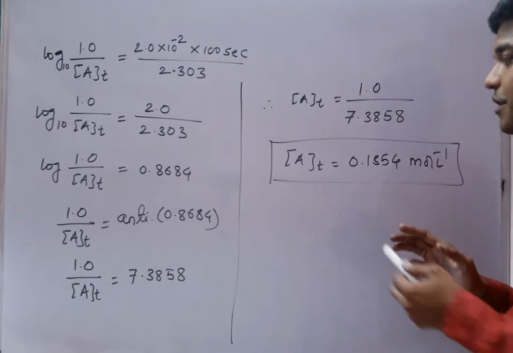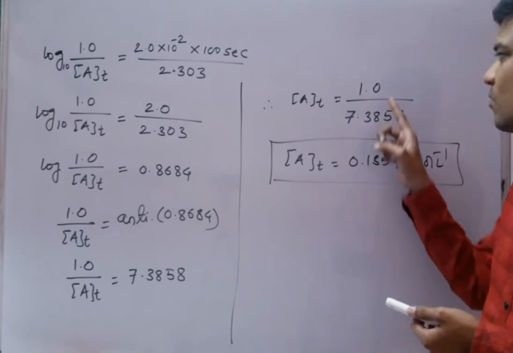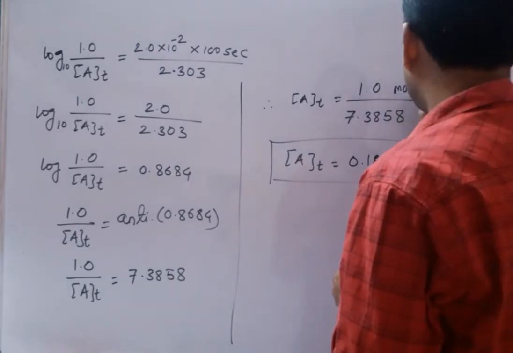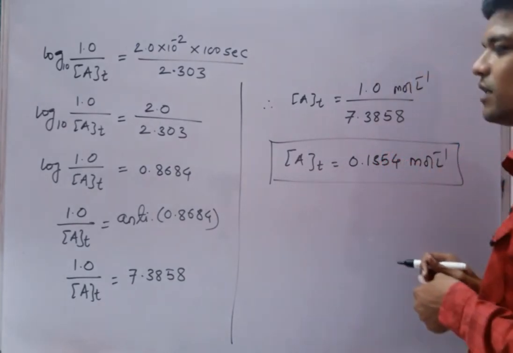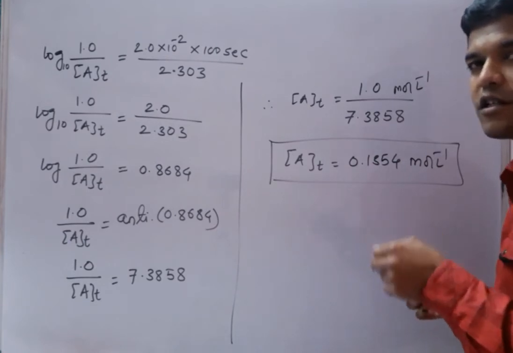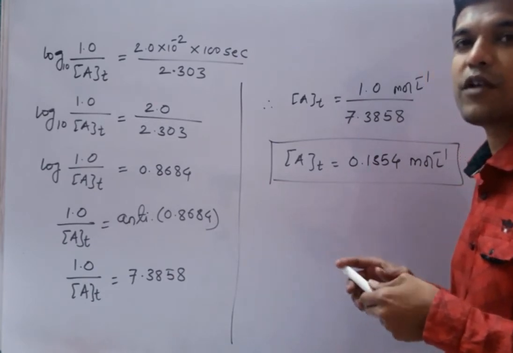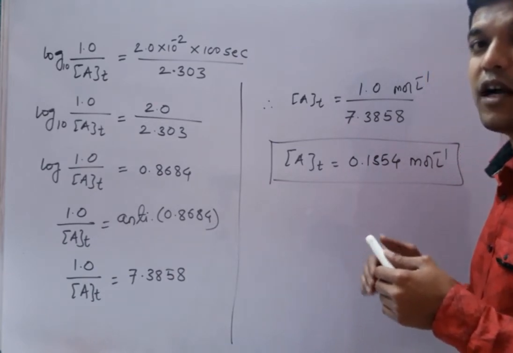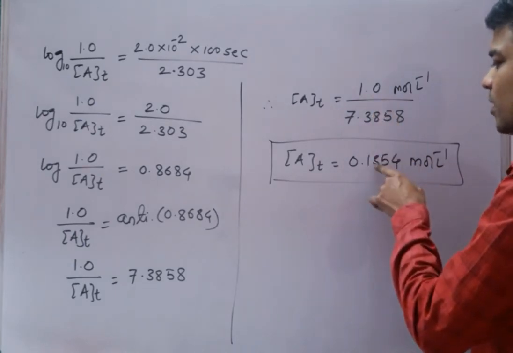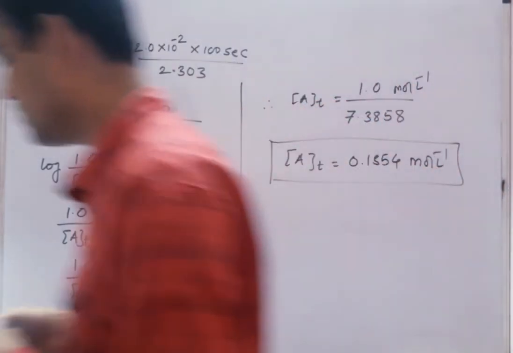So this is the concentration of A remaining after 100 second. Initially it was 1 mole per liter. ठीक है, ये इनिशियल कॉन्सेंट्रेशन था 1 मोल पर लीटर. आफ्टर 100 सेकंड, कॉन्सेंट्रेशन रिड्यूस होगा. आपको पता है फर्स्ट ऑर्डर रिएक्शन में as reaction proceeds the concentration of reactant goes on decreasing. So after 100 second it should be less than 1 and that comes out to be 0.1354 moles per liter. Okay, so note down these calculations.